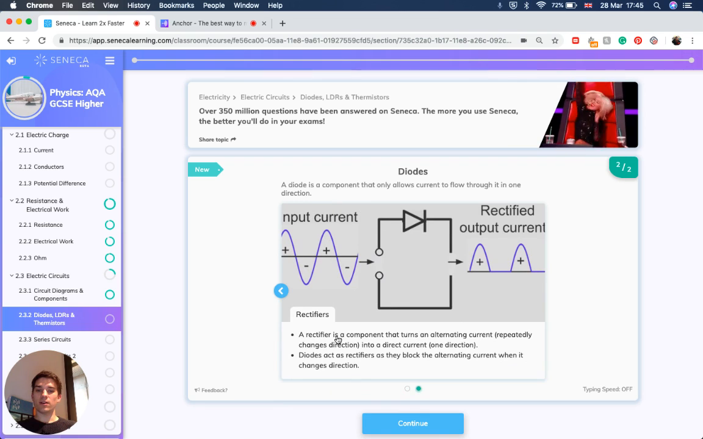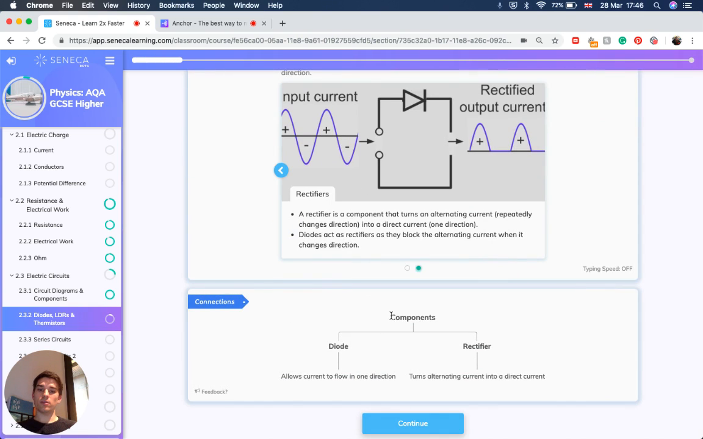Now, a rectifier is a component that turns an alternating current, which repeatedly changes direction, into a direct current. That's a current that goes in one direction. Now, diodes act as rectifiers as they block the alternating current when it changes direction.